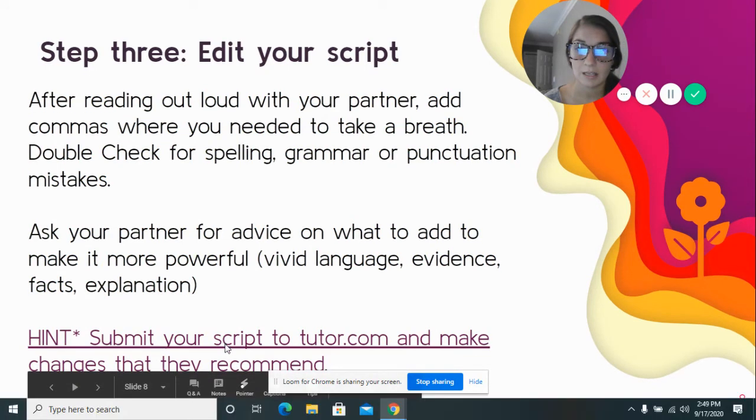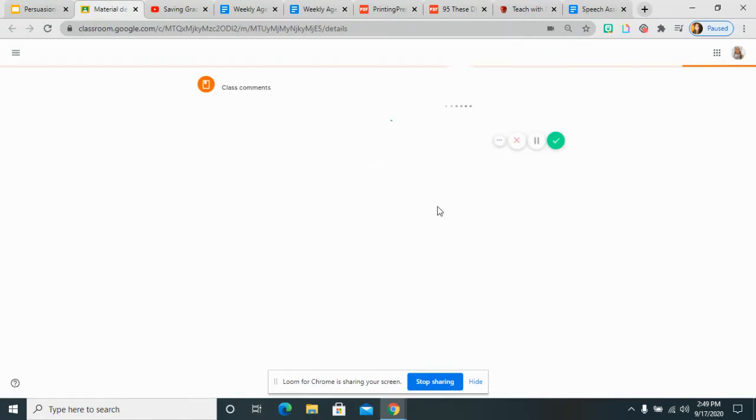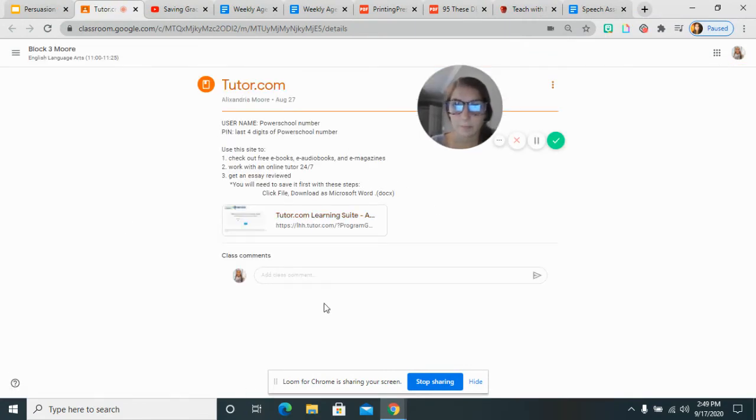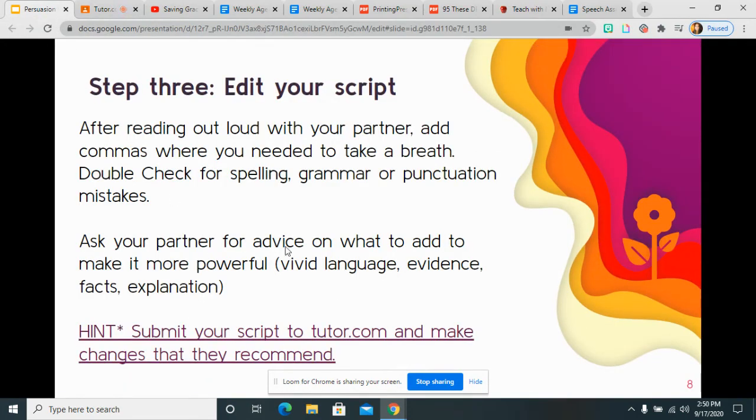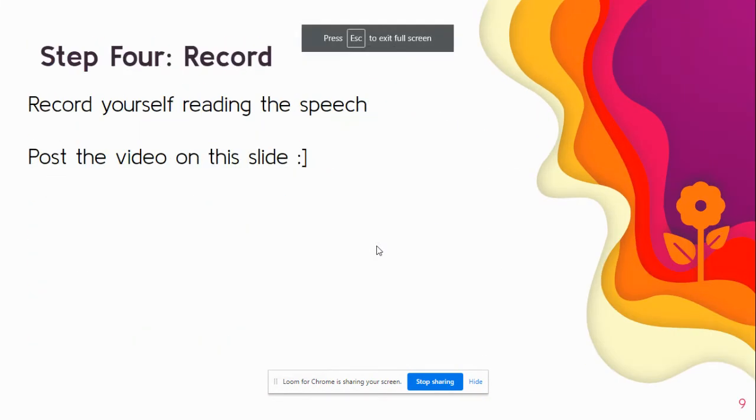So you can click on this link. It will take you to the resourcing classroom. Go to the learning site. Your username is your PowerSchool number. The PIN is the last 4 digits of your PowerSchool number. You can send them your speech for free and they will give you advice. And after they send you back the responses, you can edit your speech and make it perfect.